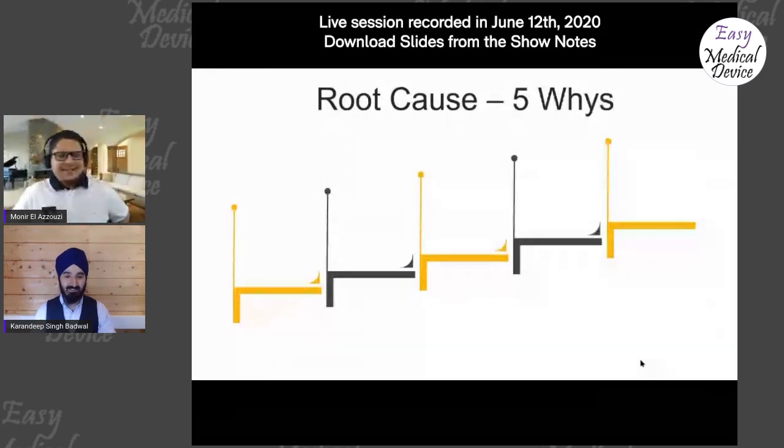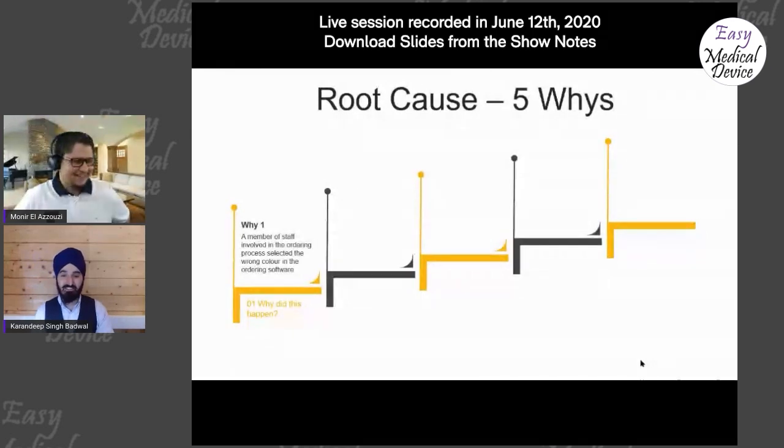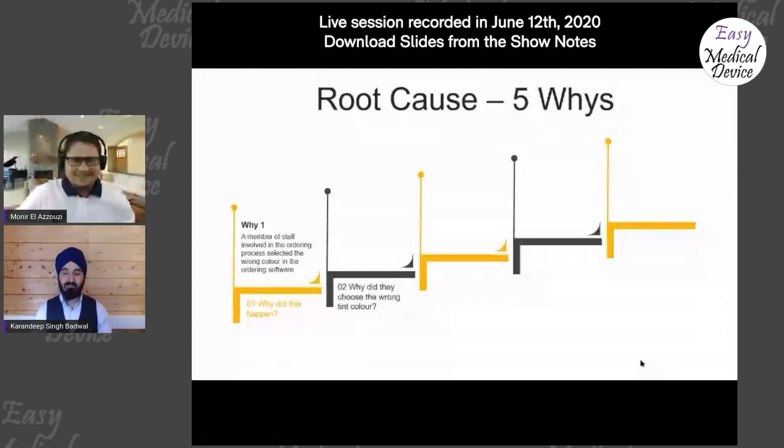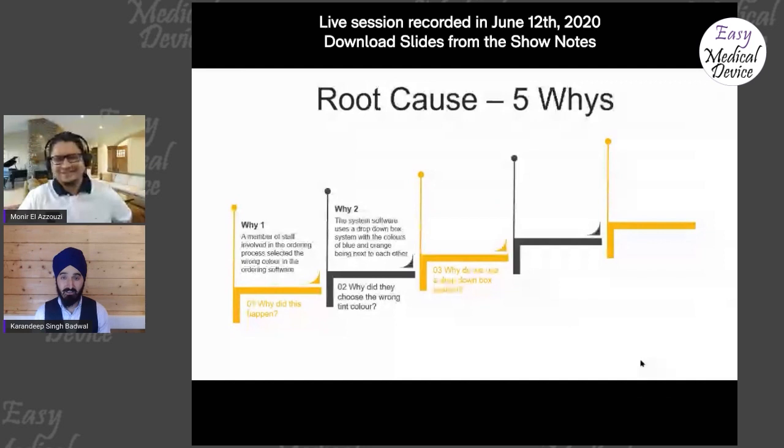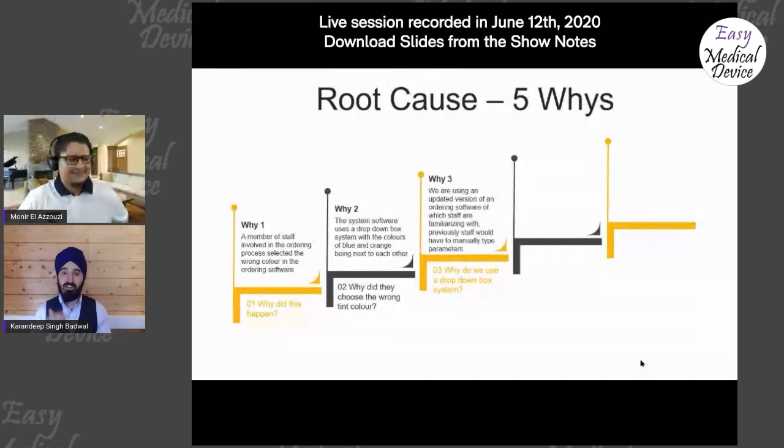Okay. Why did this happen? A member of staff involved in the ordering process selected the wrong color in the ordering software that we use. Okay. Why did they choose the wrong color? The system software uses a drop-down bar system with different colors, and the blue and the orange are right next to each other. So it seems like in this case, they clicked the wrong one by accident. Okay, but why do we use a drop-down system? We're using an updated version of this software. Previously, we used to have to manually type, and we've now just started to use drop-down box systems.